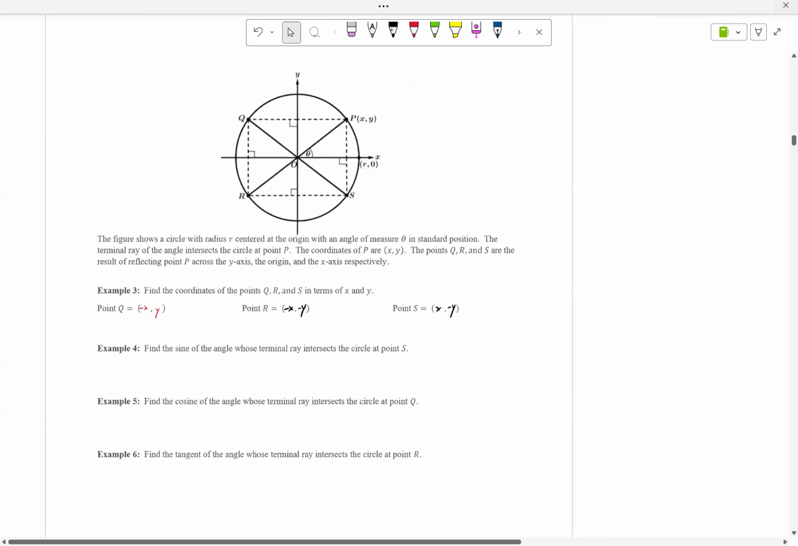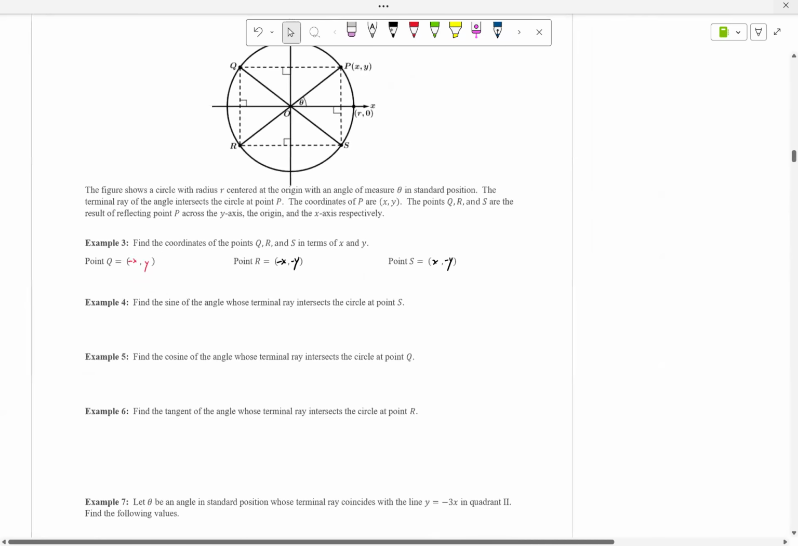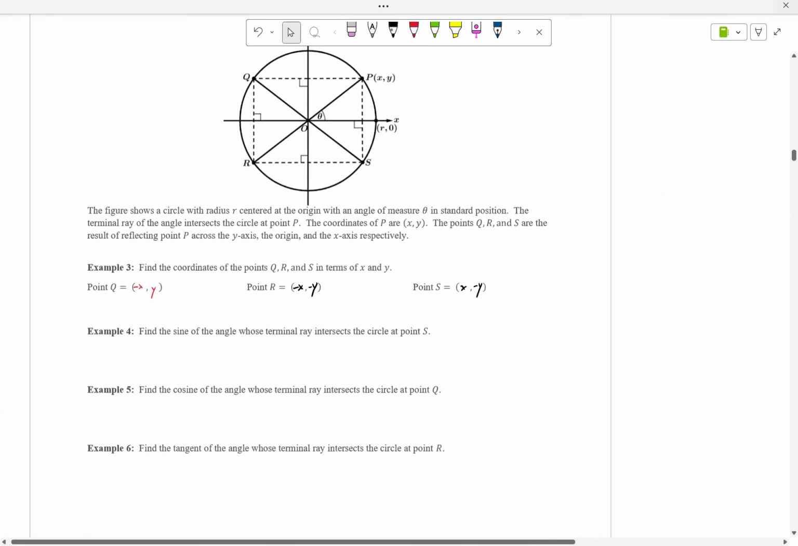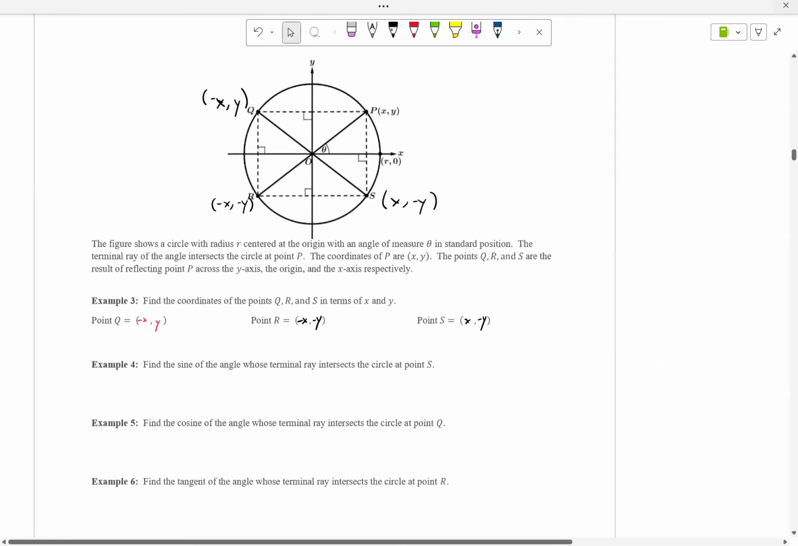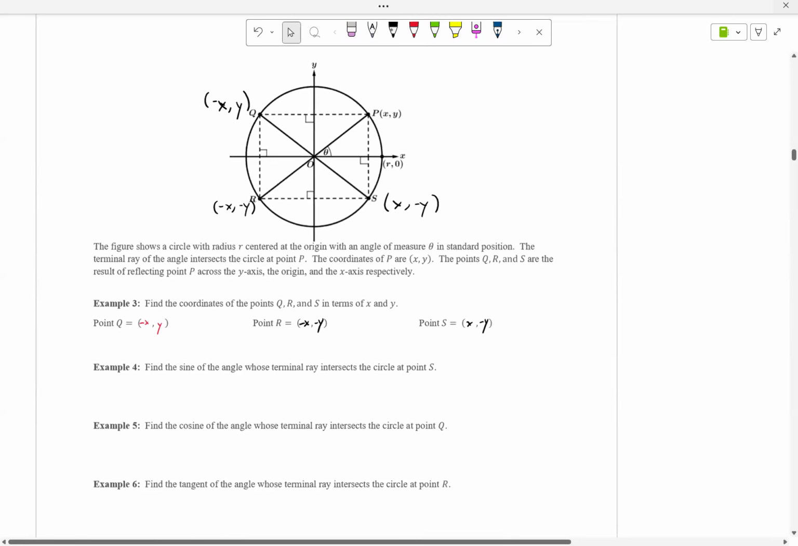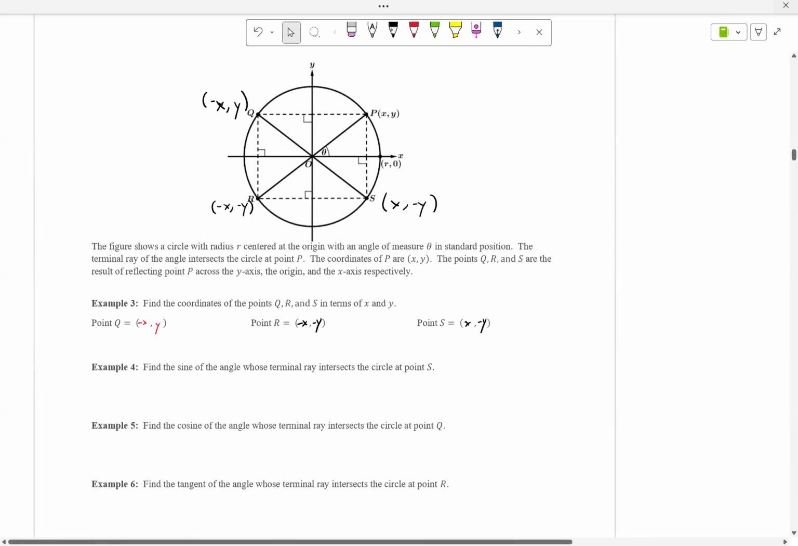So 4, 5, 6. Go ahead and do all three of these, please. You see, I marked the actual circle. I think it's helpful to do that. So from the side.